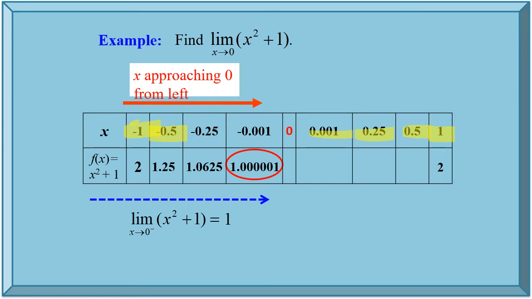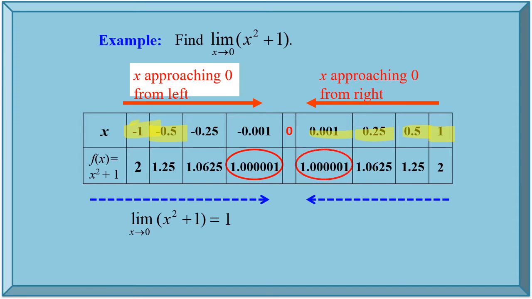And then for x equal to 2, we get f(x) equal to 2. For x equal to 1, we get f(x) equal to 2. For x equal to 0.5, we have 1.25. When x equal to 0.25, we have 1.0625, and when x equal to 0.001, we have f(x) equal to 1.000001. We can see that as x approaches from the right, the value of f(x) also approaches 1. So when x equals 0, we get 1. So the limit of x squared plus 1 when x approaches 0 is 1, because both from the left side and right side it is equal to 1.